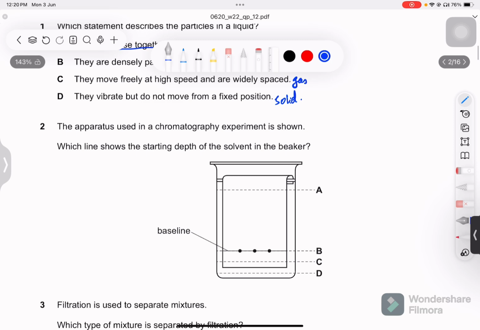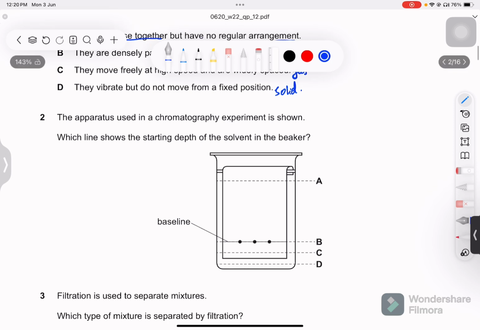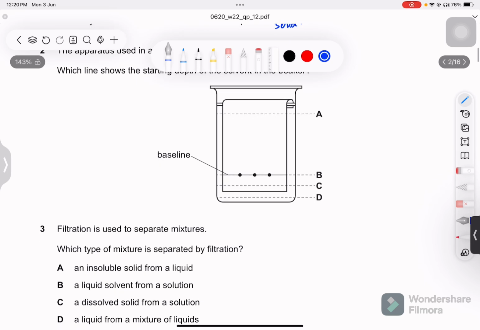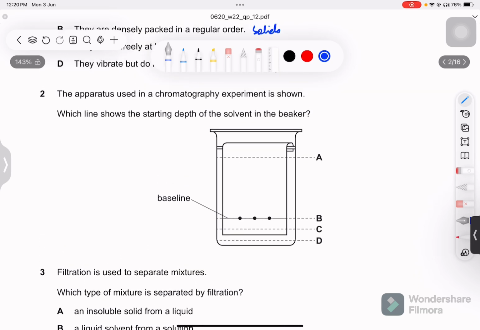Next, the apparatus used in a chromatography experiment is shown. Which line shows the starting depth of the solvent in the beaker? Okay, so basically this means to ask us where is the solvent with respect to the chromatography paper, the chromatogram. So the solvent should be reaching the chromatogram, but it should be below the baseline. This is the baseline. B is the baseline. A is the solvent front, where the solvent travels up to.